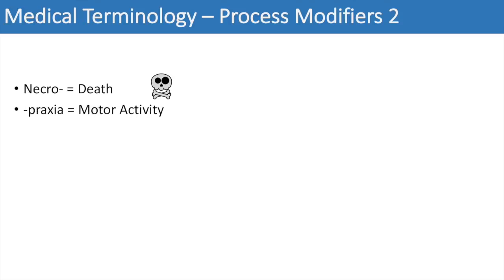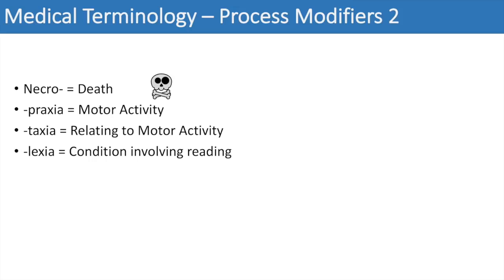So the next set of process modifiers, we can think of necro, which means death. So you can think of necropsy or necromancer. These all just are related to death. A suffix that we might hear is praxia. So you might hear apraxia, something to do with motor activity. Ataxia is also related to motor activity, so you might hear ataxia. There's no motor movement, or there's rigidity in some fashion.